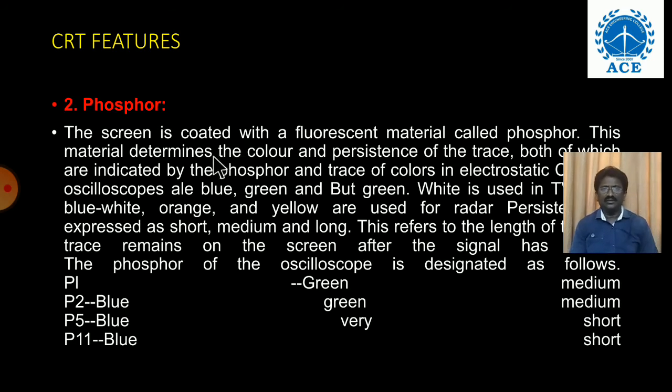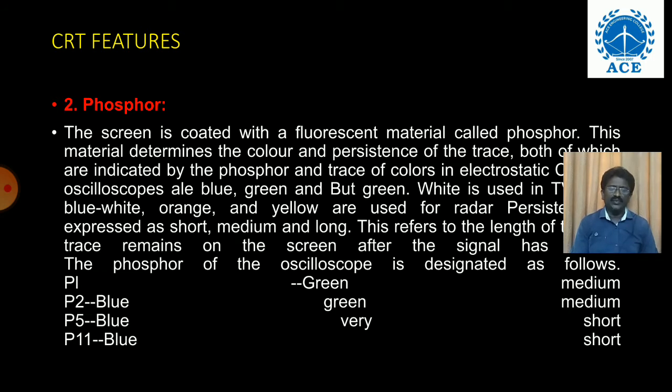Next one, phosphor. Phosphor is mainly used for the purpose of coating the screen. The screen is coated with a fluorescent material called phosphor. This material determines the color and persistence of the trace. The trace colors in electrostatic CRTs for oscilloscopes are blue and green, while white is used in TVs. Generally we mostly use blue and green colors, but green and white are used for TVs, and blue, white, orange and yellow are used for radar.